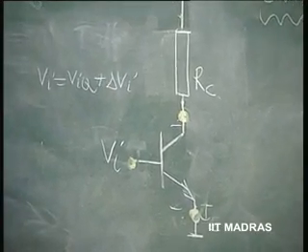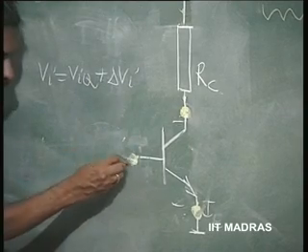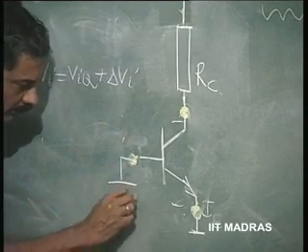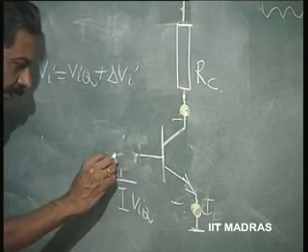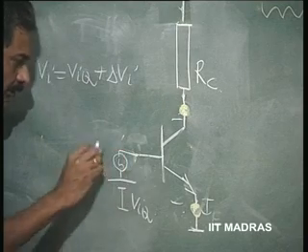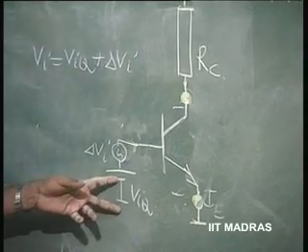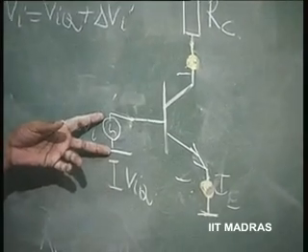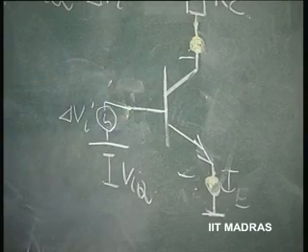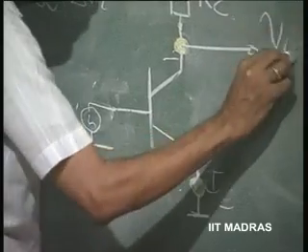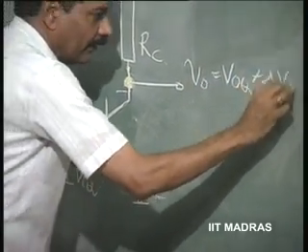How do you apply this? Viq can be a battery. Now, delta Vi should be a source which should come in series with it. I have to put a battery which has a voltage of Viq in series with a small signal of delta Vi in order to sustain this kind of thing. At that point of time I can get V naught, which is V naught Q plus delta V O, that is what we have said.